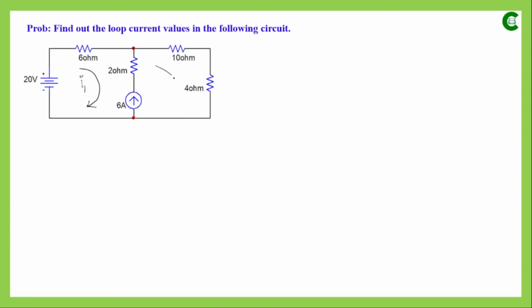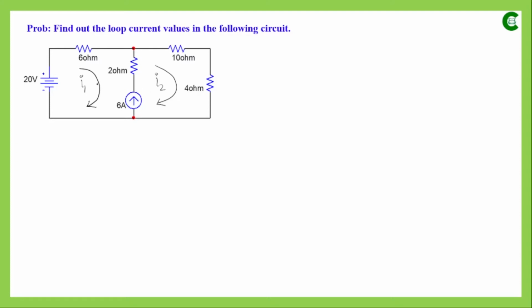So in the second loop also we have to assume the same direction, and that value of the current is I2. Now, the difference between this circuit and the other circuits that we have already solved is that in this circuit we have a current source, but with this current source we don't have any resistance connected in parallel, and this current source is present in the common branch between these two loops.